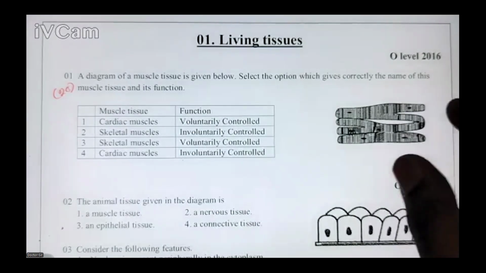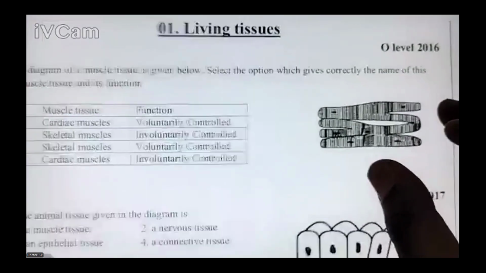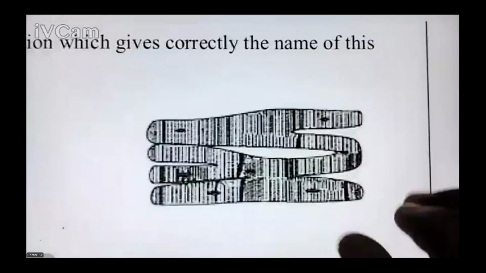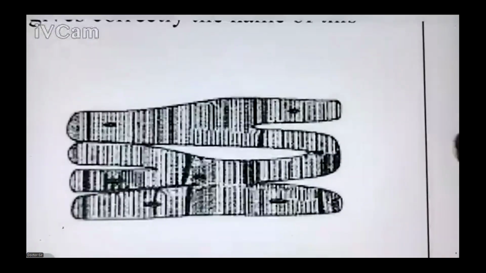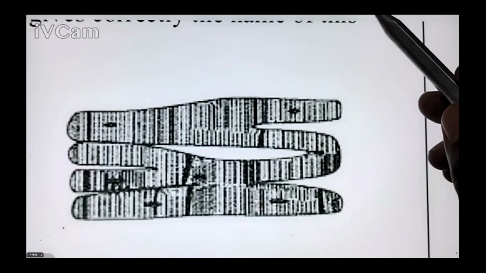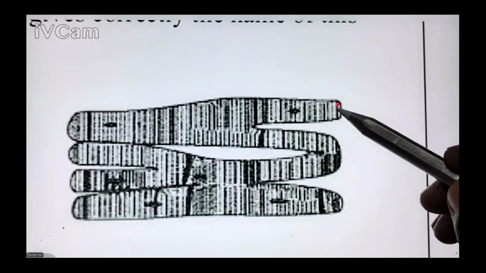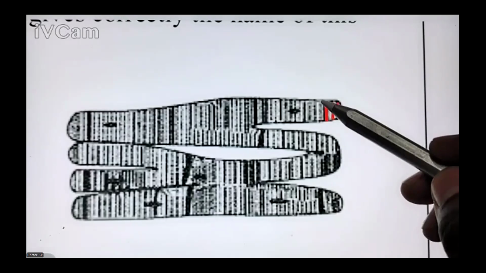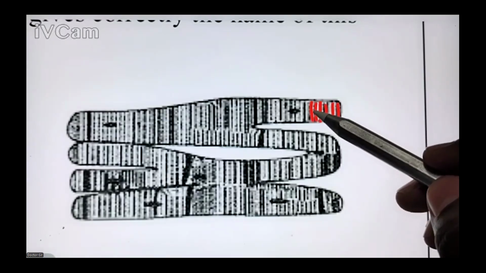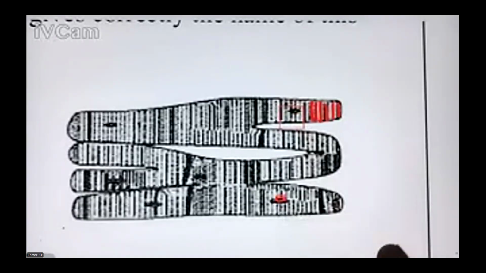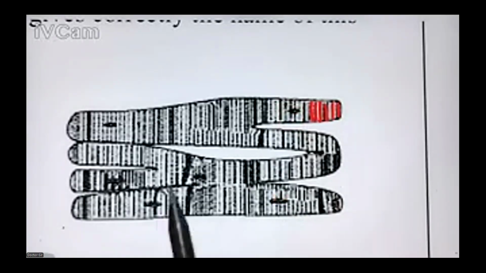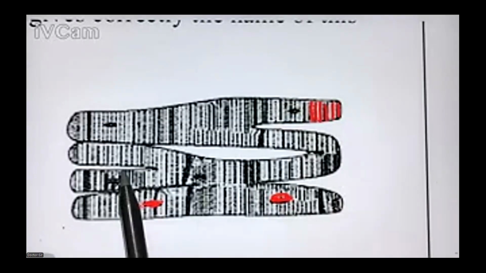So what is this tissue, muscle tissue? Tell me what is this tissue. Look carefully at this tissue, and it has striations. It has cross striations. Then it has a nucleus here. These images are black and white, so a little bit not clear. However, you have to identify some features of this tissue.